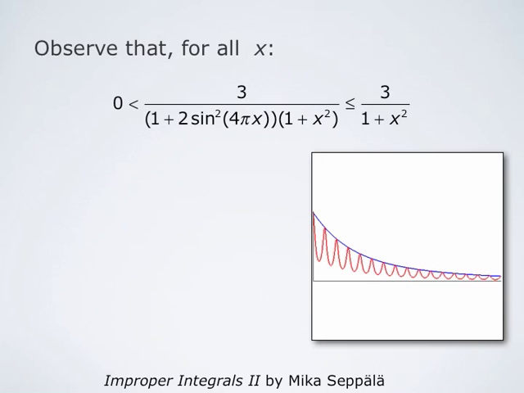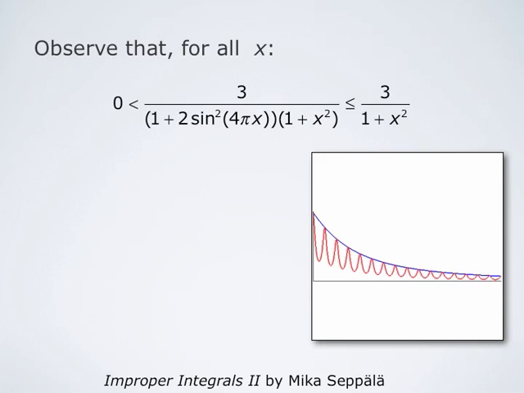To do that, we observe first that for all values of x, of course, sine squared of 4 pi x is positive or 0. And 2 times that is also positive or 0 for all values of x. Therefore, in the denominator, the factor 1 plus 2 times sine squared 4 pi x is always greater than or equal to 1. So if we replace that factor by the lower limit 1, we get an upper limit for the whole expression.